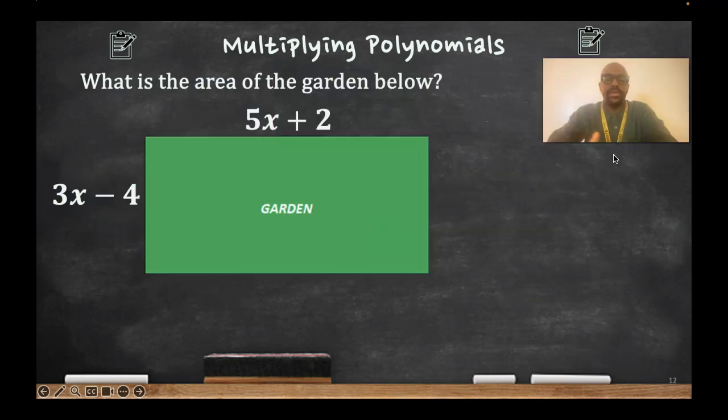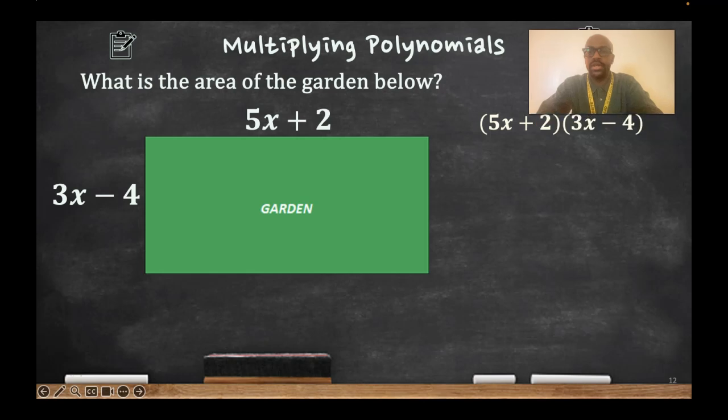Similar to how sometimes when it comes to adding and subtracting polynomials, they'll ask you for the perimeter, when it comes to multiplying polynomials, sometimes they'll ask you for the area, because you have to multiply in order to find that, oftentimes when it comes to a rectangle. All right. So now, what is the area of the garden below? One side is 3x minus 4. The other side is 5x plus 2. So you will multiply 5x plus 2 times 3x minus 4.